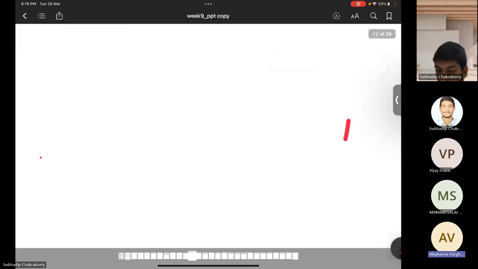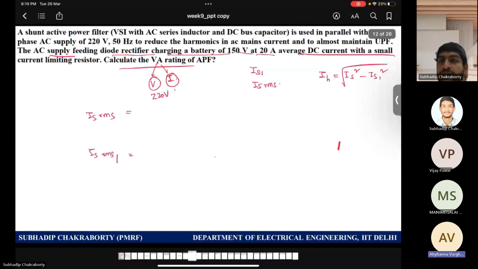So your screen is lagging or it is blank now. Okay. Yeah, now it has come.